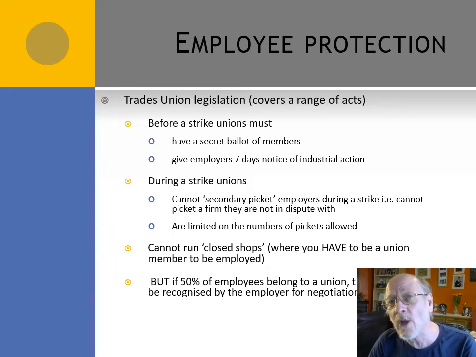You cannot, while you're taking strike action, ask your mates in other industries to come round and picket the firm. That's called secondary picketing and is illegal. There's a limit on how many people you can have on the gates trying to persuade others not to work. On top of that, you cannot run what's called a closed shop, where in order to get work, you have to be a member of the union.